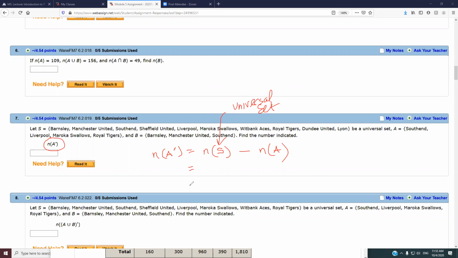All right, so I could just do this. Let's count up the number of elements in the universal set. Here it is. 1, 2, 3, 4, 5, 6, 7, 8, 9, 10, 11, it looks like. And now I'm going to subtract out the number of elements in set A. 1, 2, 3, 4. So it looks like this answer is just 7. I could have actually written out the set A complement, but I really didn't have to do that because I could just use the formula.